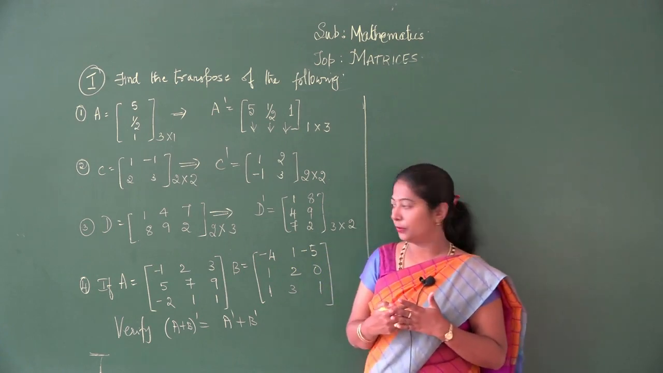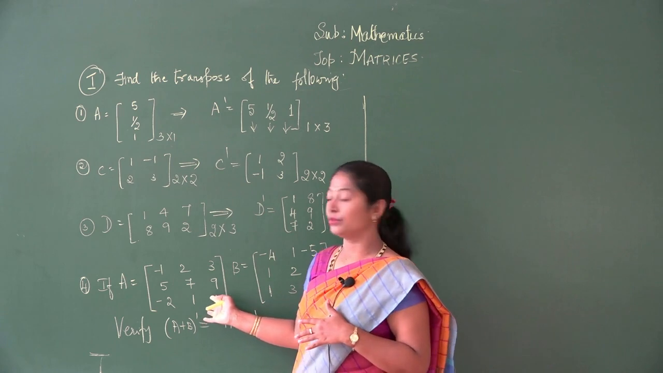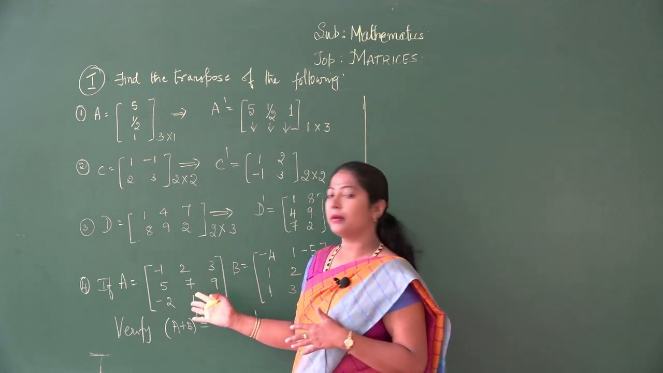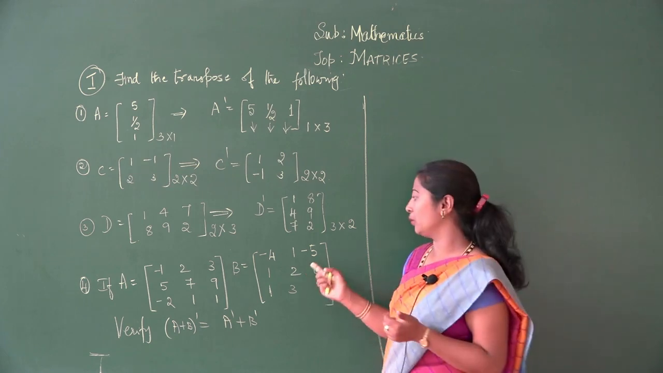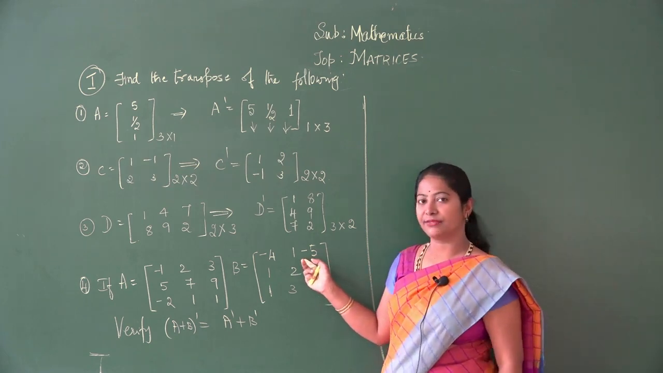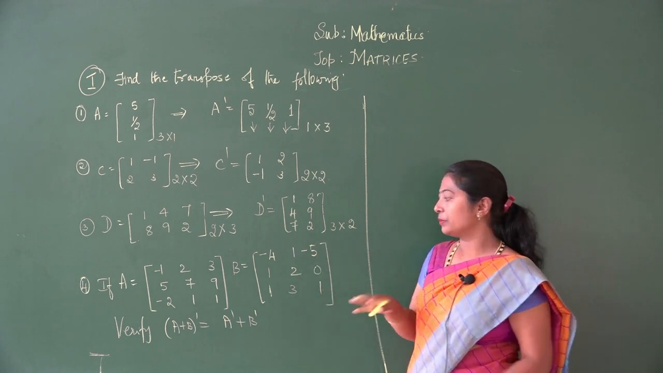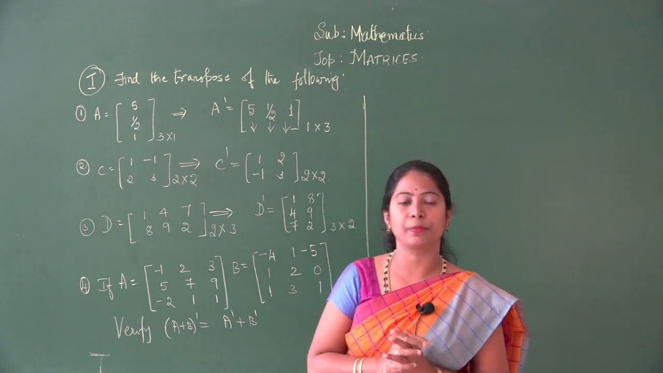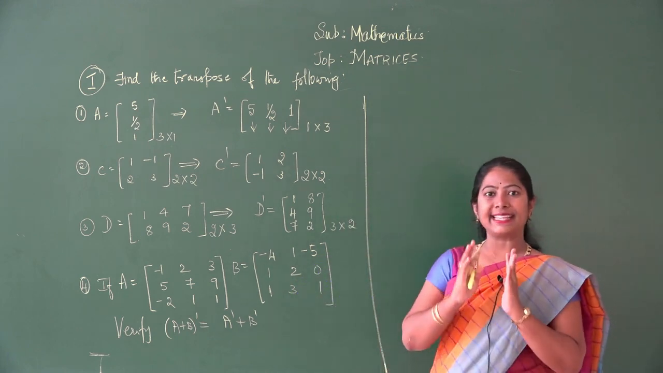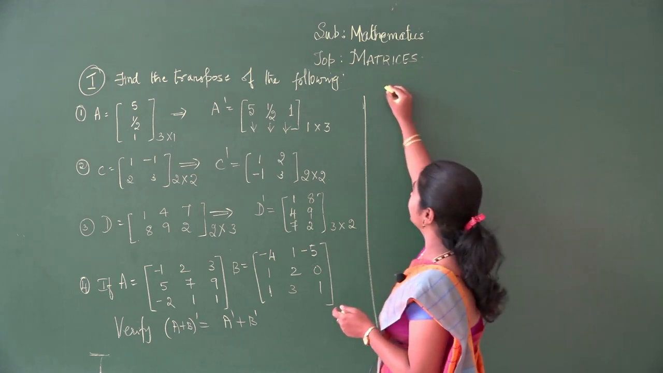Moving on to the fourth problem. If A is equal to minus 1, 2, 3, 5, 7, 9, minus 2, 1, 1 and matrix B is equal to minus 4, 1, minus 5, 1, 2, 0, 1, 3, 1. We are supposed to verify that (A plus B) whole dash is equal to A dash plus B dash. That is, LHS is equal to RHS. We will consider LHS now.